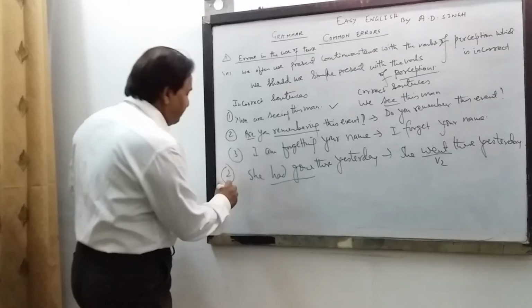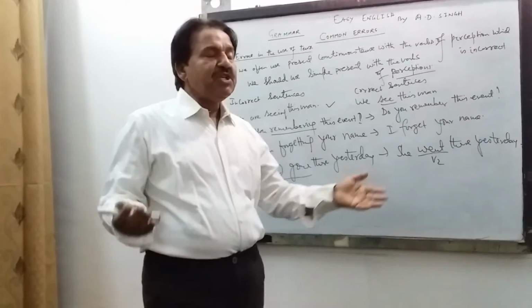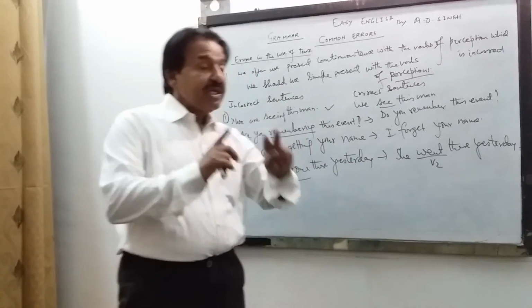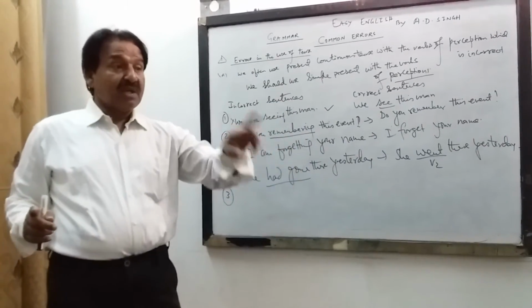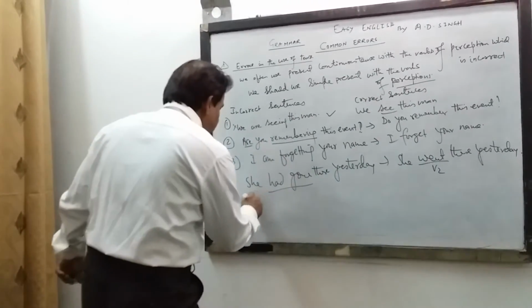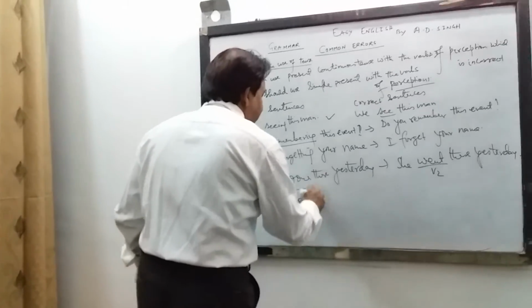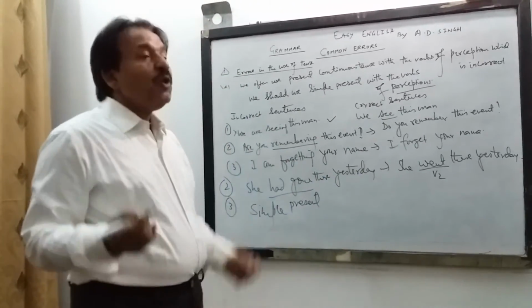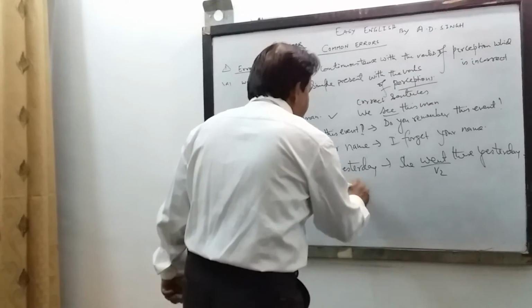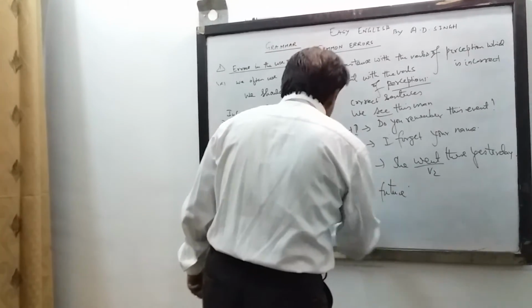Now, the third mistake that we generally commit is that we sometimes use two future tenses together, which is totally wrong. We should never use two future tenses together. We should use one simple present and another simple future, rather than using two future together.